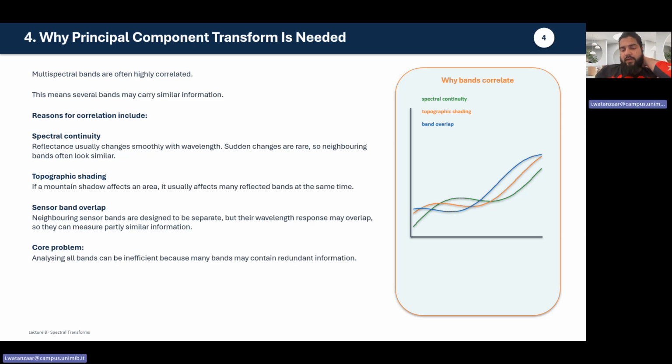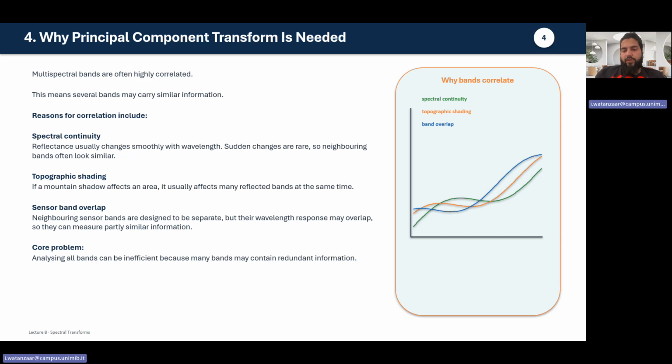Multispectral bands are often highly correlated because there are many bands, narrow and close to each other in wavelength. This means several bands may carry similar information. The reasons for the correlation include spectral continuity and spatial continuity. We have seen that the value of a nearby pixel is more relevant, so spatial continuity is important. Here is the spectral continuity: reflectance usually changes smoothly with wavelength, and sudden changes are rare, just due to the continuous collection. So neighboring bands often look alike, which is obvious.